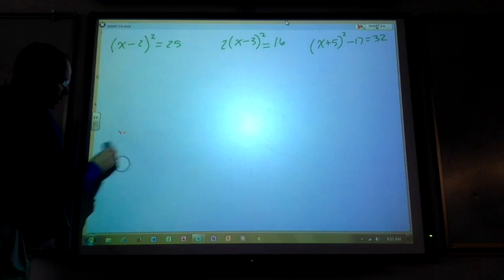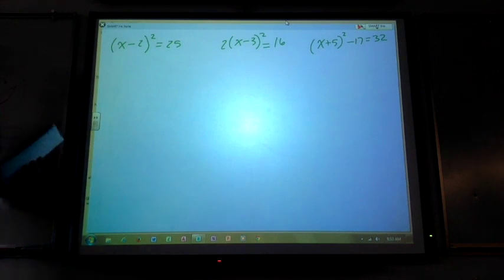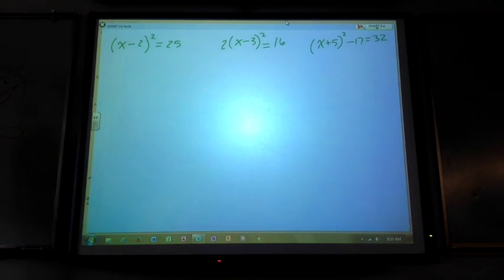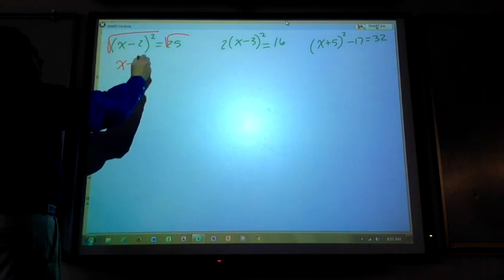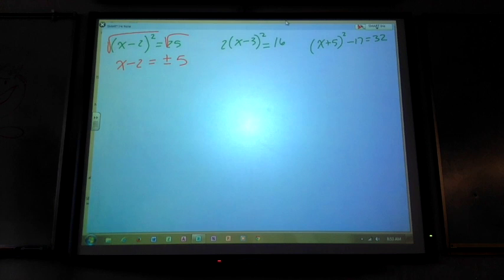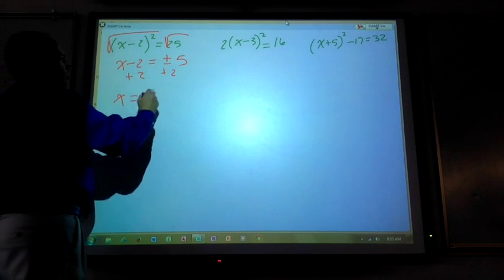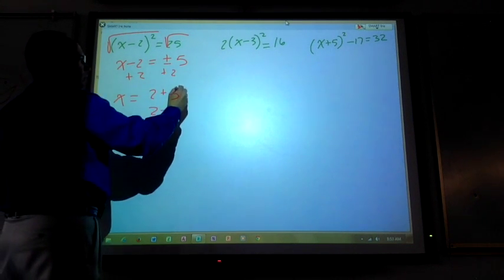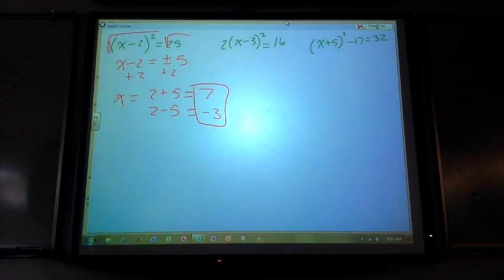So what should I do to both sides first? Again, I'm treating this just like x. So what, square root of both sides? Okay, square root. So I get x minus 2 is equal to plus or minus 5. What's my last step to get x by itself? Add 2 to both sides. Good. So I get x equals 2 plus 5 and 2 minus 5. So 2 plus 5 is 7. 2 minus 5 is negative 3. There's my 2 answers. Okay.